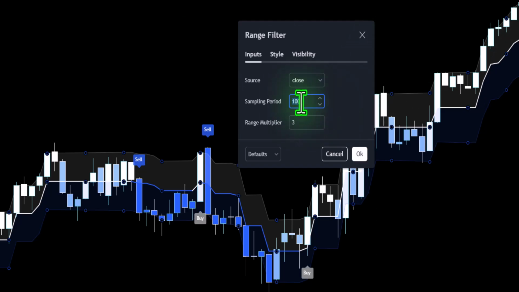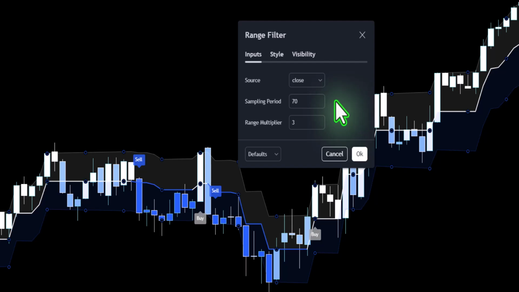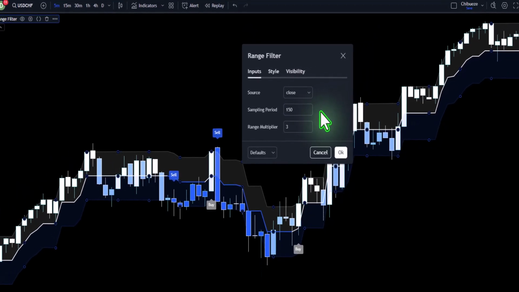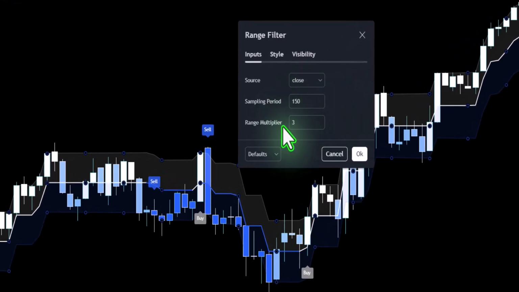If you want the indicator to respond more sensitively to price changes, you can reduce the sampling period. On the other hand, if you prefer a broader long-term perspective on the market, you may want to increase this value. The same principle applies to the range multiplier setting. Increasing this value will widen the range generated by the indicator, as shown on the chart. Conversely, lowering the range value will make the range narrower and more focused. For my setup, I'll stick with the default value.